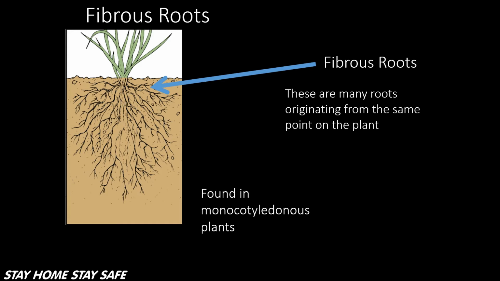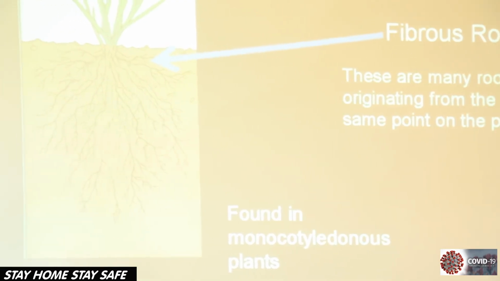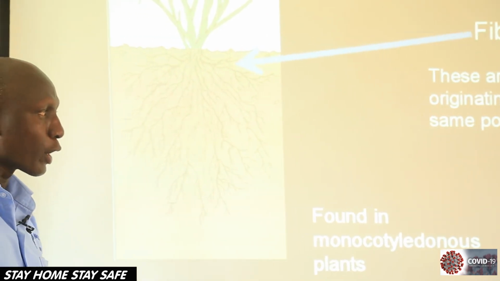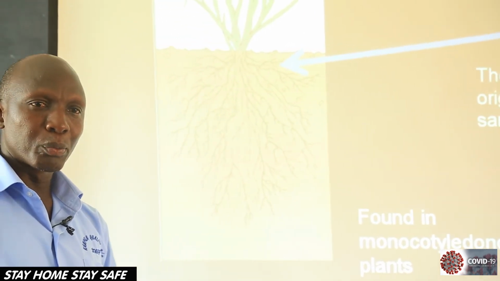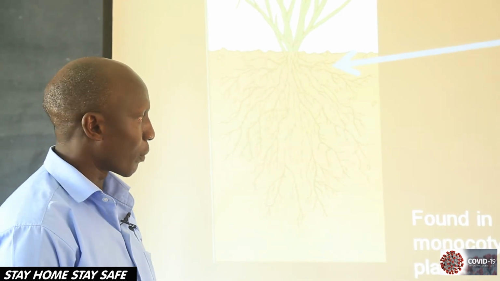Those are basically monocotyledonous what? Plants. Plants like maize, sorghum, all the grasses have got this type of thing here. Most of the cereals have got this type of root system here. Hope you have seen it. So these are many roots originating from the same point on the plant. So you must be able to draw for me the two types of root system. Hope you have seen them.